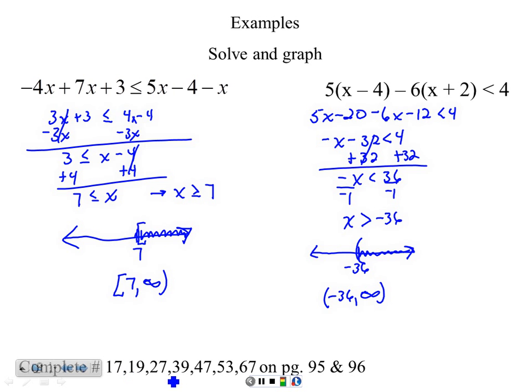So let's try these problems on page 95 and 96. If you need any help, go back and look in the video or look at the examples in your book.